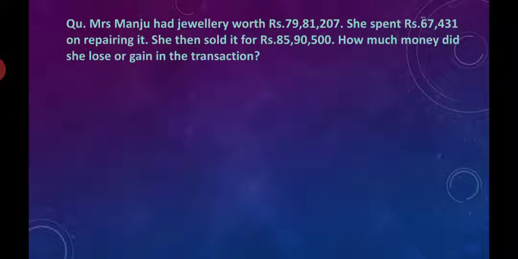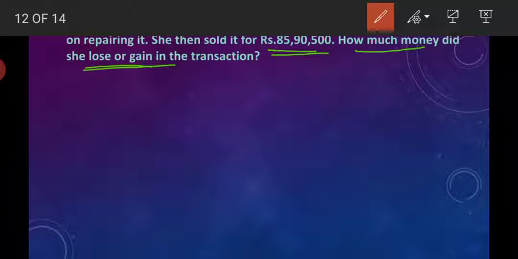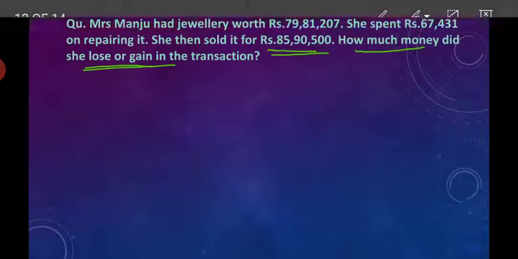Now come to second question. Mrs. Manju had jewelry worth this much, and she spent 67,431 on repairing it. Okay, first she purchased something, that is jewelry, and after that she spent more money for the repairing of it. Then she sold it for this much money, and we have to find how much money did she lose or gain in the whole transaction. In the transaction we have to find either it is loss or gain.